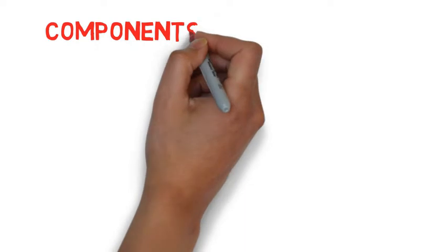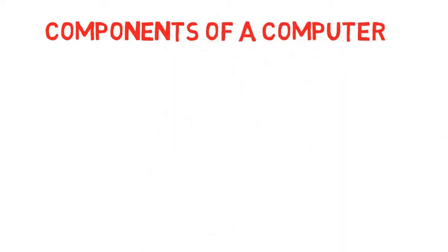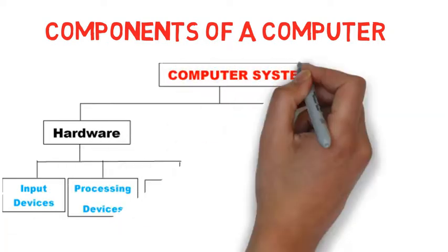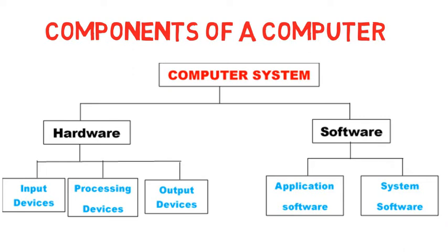Components of a computer system. The diagram below shows the various components of a computer system. A computer is made up of two principal components. We have the hardware and the software, that which you see in black. The hardware is further divided into three other categories. We have input devices, processing devices, and output devices. Whereas the software is divided into two other categories, which are the application software and the system software.